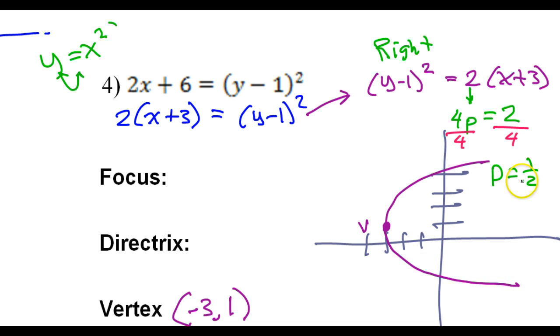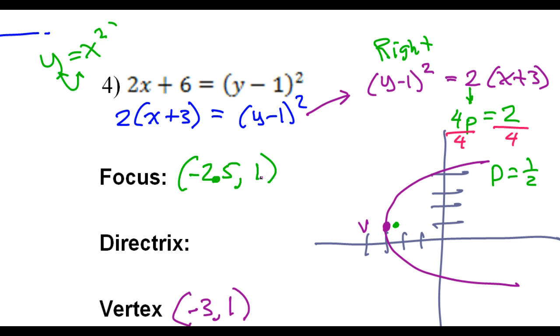Okay, now my p value tells me where to put the focus though. Now that I know it's going to the right, I'm going to say, okay, how about to the right 1/2 of a unit. So that's going to put me right here. Okay, so that's negative 2.5. So that's why the focus is going to be negative 2.5, comma 1. All right, just like the vertex.